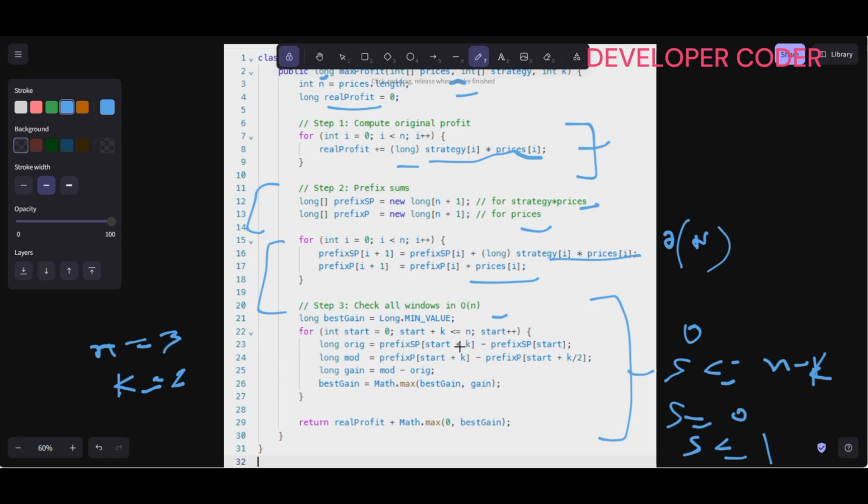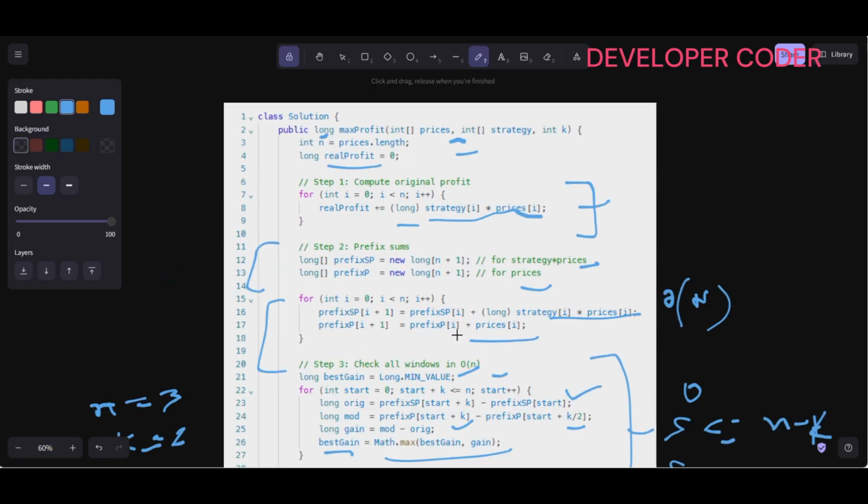So original is nothing but prefix of start plus k minus prefix of start, and modified is nothing but prefix of start plus k minus prefix of start plus k by 2. We only need half, right? Gain is this. So the best gain we have to store here, whatever best gain I get. Since I started from a minimum, if I don't get any gains anywhere, I have to take 0 only. Then in the real profit I have to add it, and this is going to be my output.